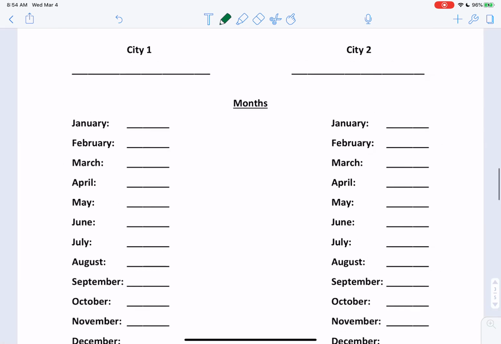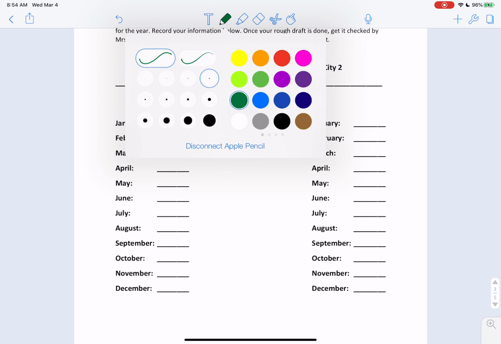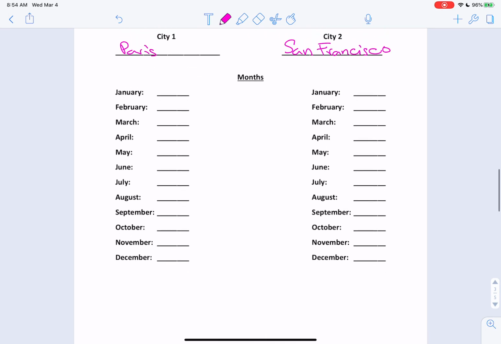So this is what we're looking at. There's a space to put city 1 and city 2. So for example, you could do Paris, France, and the second city you could do could be anything. It could be San Francisco. Then you're going to look up the average temperature for January in Paris, February in Paris, March in Paris, April in Paris, May for the whole year. And then you're going to do the same thing for San Francisco.